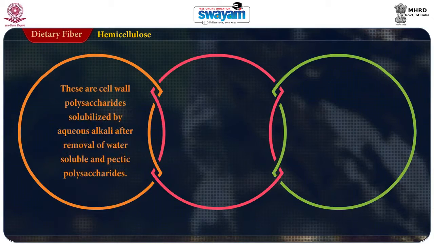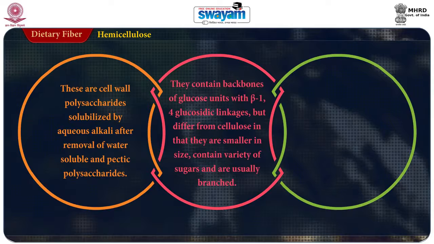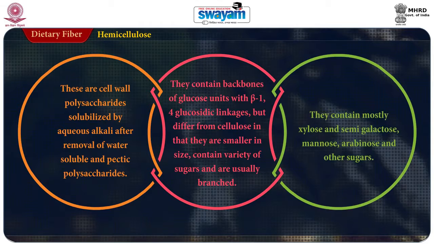Second is hemicellulose. These are cell wall polysaccharides solubilized by aqueous alkali after the removal of water soluble and pectic polysaccharides. They contain a backbone of glucose units with beta-1,4 glycosidic linkages but differ from cellulose in that they are smaller in size, contain a variety of sugars and are usually branched. They contain mostly xylose and galactose, mannose, arabinose and other sugars.